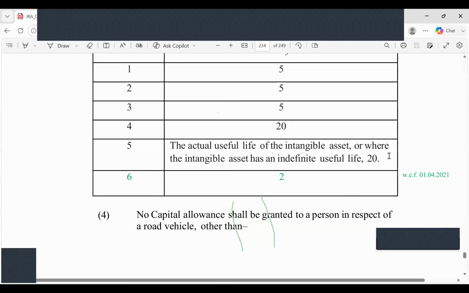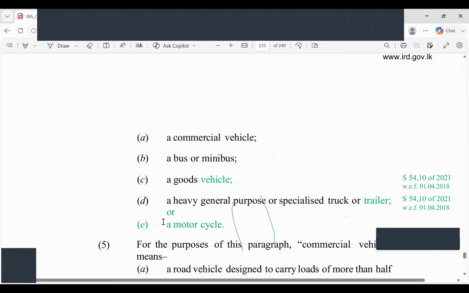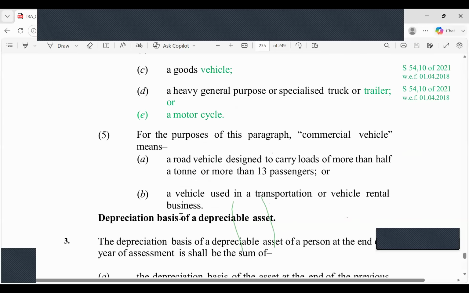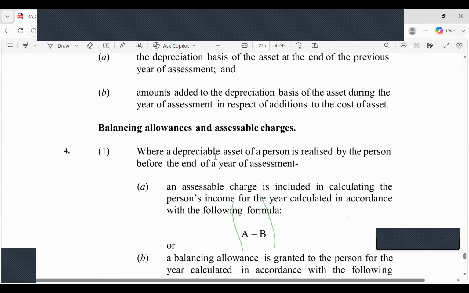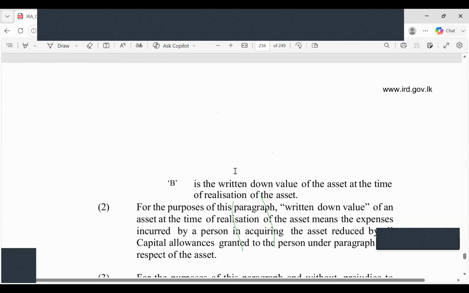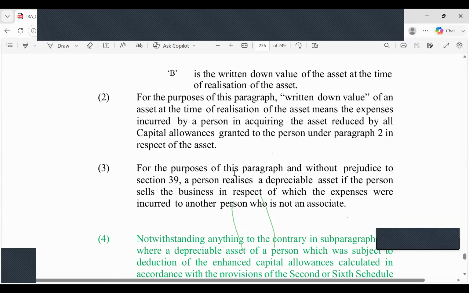After that, it has mentioned no capital allowances shall be granted to a person in respect of a road vehicle other than, then you have given some vehicles. Then depreciation basis was mentioned in this schedule. Balancing allowances and assessable charge are also mentioned under schedule 4. So now we can move to the presentation slides. Then again we can come to this schedule 4 for more clarification.